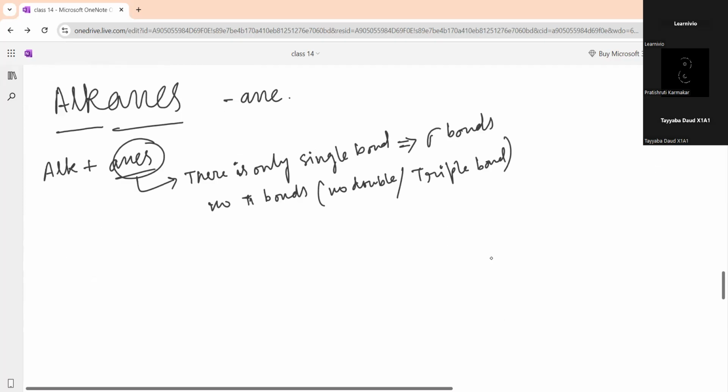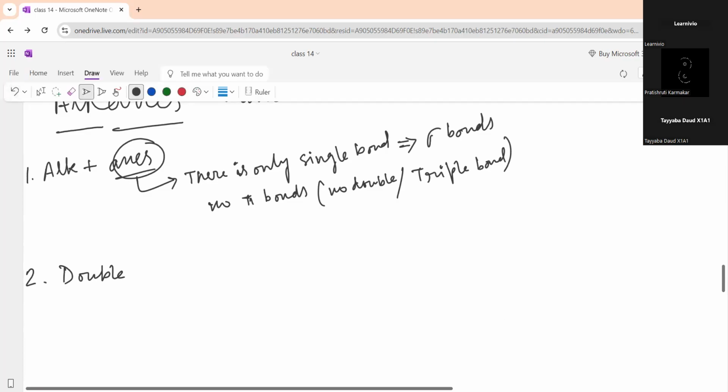And if there is a double bond, we will write alkene. Double bond means how many pi bonds? One. Double bond implies one sigma, one pi. That we will call alkene. This ene is for one sigma, one pi.